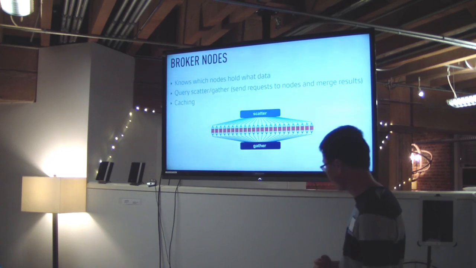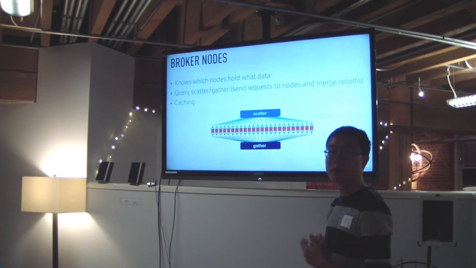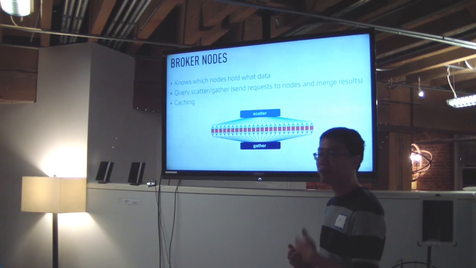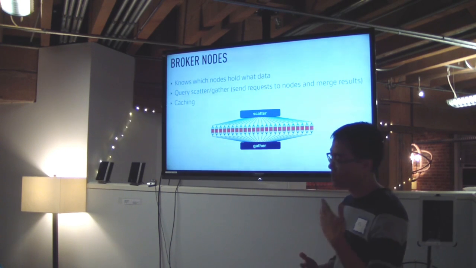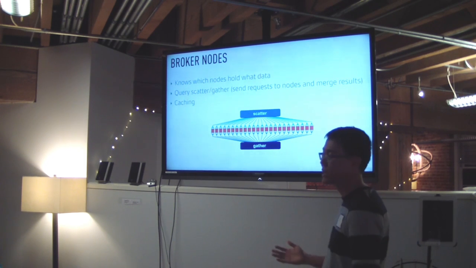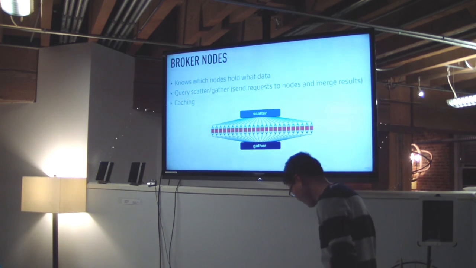As I mentioned, broker nodes encompass the query scatter and gather functionality. They also have a caching layer as well. This can be a local cache, like in your JVM heap, or it can be a distributed cache, like memcached.